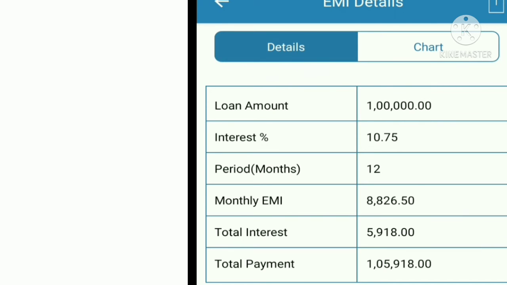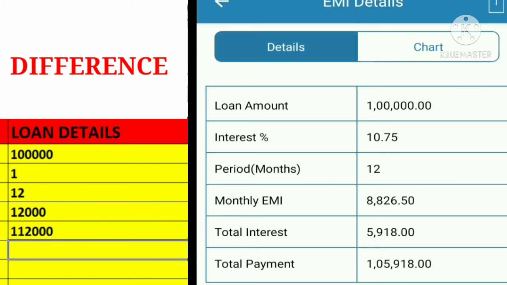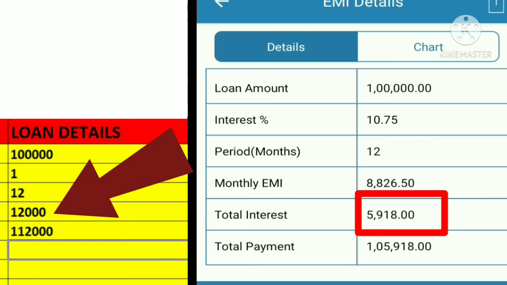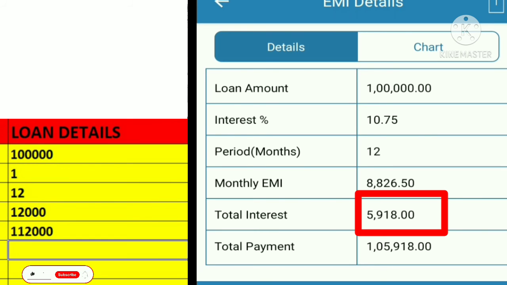In details, you can find exact information like loan amount, interest rate, tenure, monthly EMI, total interest and total payment. Just find the difference: in the bank, the total interest amount is 5,918 rupees, whereas at a 1 rupee interest rate we have to pay 12,000 rupees, which is almost double. At the 1 rupee interest rate, per 100 rupees we are paying an extra 1 rupee. If you take the bank interest rate, per 100 rupees we are paying an extra 0.50, which means 50 paisa per 100 rupees. That is the main beauty of the bank interest rate.